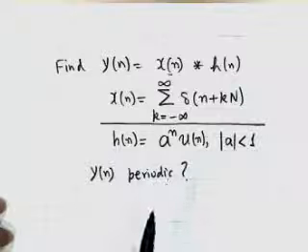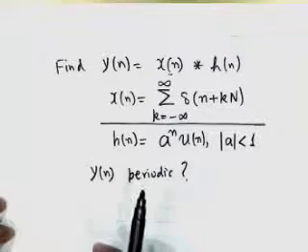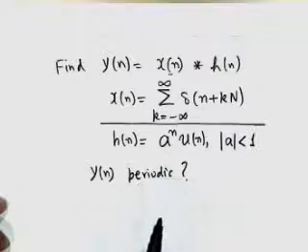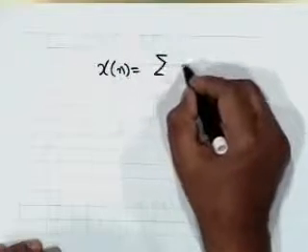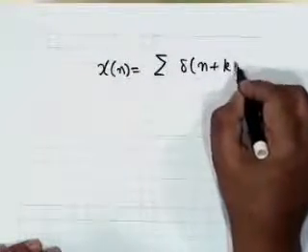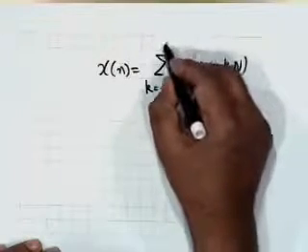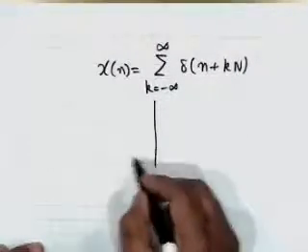Now, obviously, x of n is periodic. If you look at x of n, it is a chain of discrete time delta functions occurring at small n equal to 0, small n equal to plus capital N, small n equal to plus 2N, and on the left hand side small n equal to minus N, minus 2N, and so on and so forth. So, if I plot x of n, which is summation delta of n plus kN, k goes from minus infinity to plus infinity, the plot looks like this.